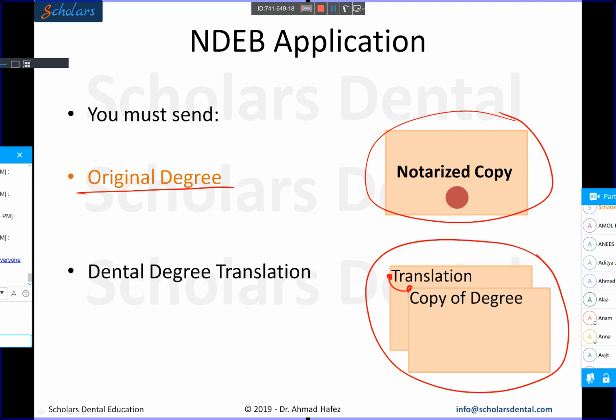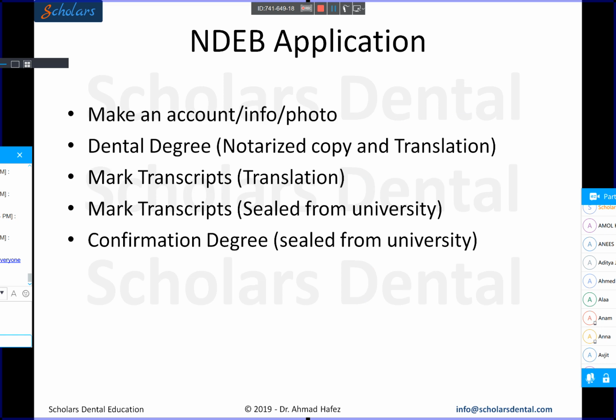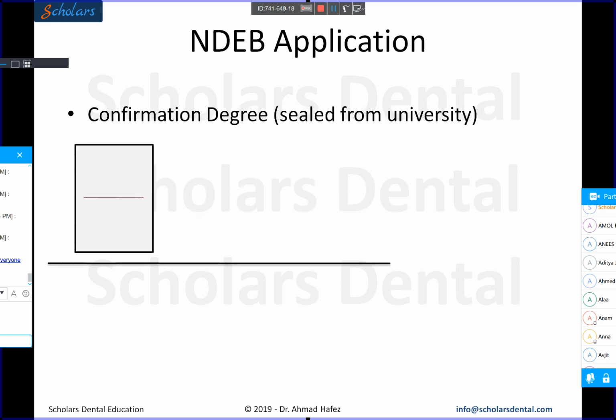So what the NDEB does is see, okay, this translation is a translation of this document, the copy of the degree. And then they're going to check this document is comparable or equal or looks the same as this document, and this is an original copy. Okay, so that's what you've got to do.